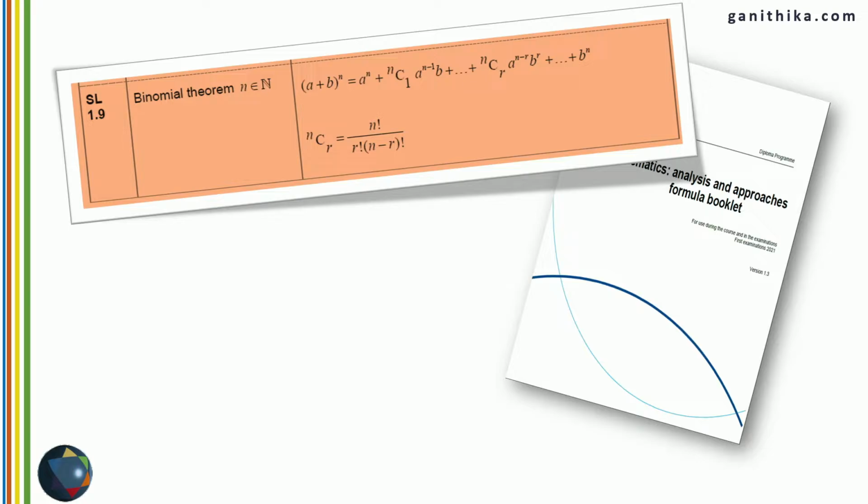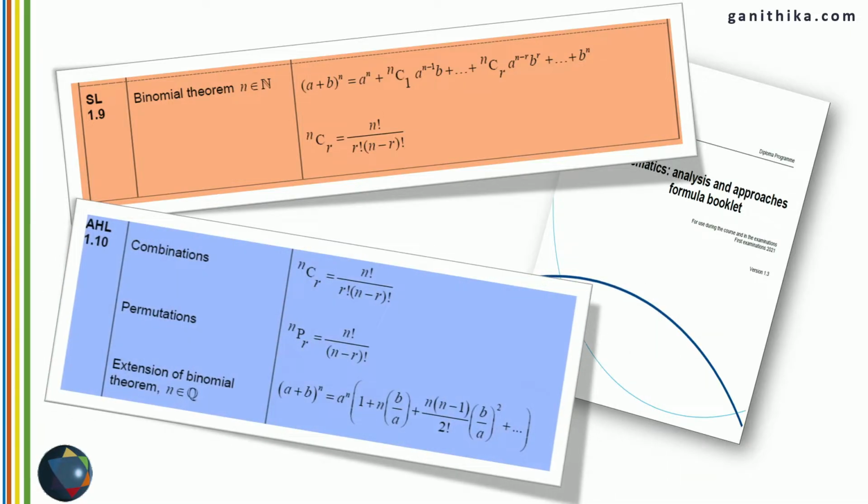You have this formula in the formula booklet for standard level students, and for higher level students you have a little more than this. You have combinations and permutations included inside the binomial theorem chapter, and you also have the extension of binomial theorem in a slightly different way. The expansion for (a + b)^n for HL is given in a different way, but you don't have to worry about it. It's the same thing that is given in the standard level, so you can use the expansion that's given in the standard level. There is no need to actually use this expansion given for higher level.